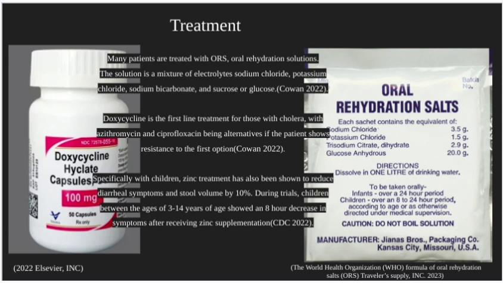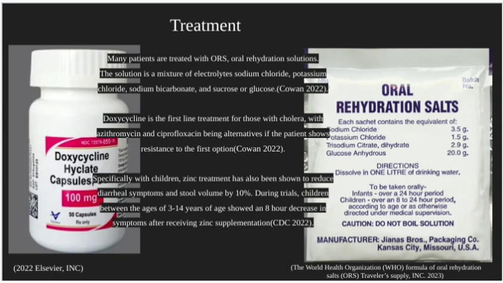The solution is a mixture of electrolytes: sodium chloride, potassium chloride, sodium bicarbonate, and sucrose or glucose. This solution is administered at 100 to 400 milliliters per hour and can bring a patient back from the brink of death within about 4 hours depending on the severity of their condition. For severely ill patients, antibiotics can be prescribed along with rehydration therapy. Doxycycline is the first line of treatment for those with cholera.